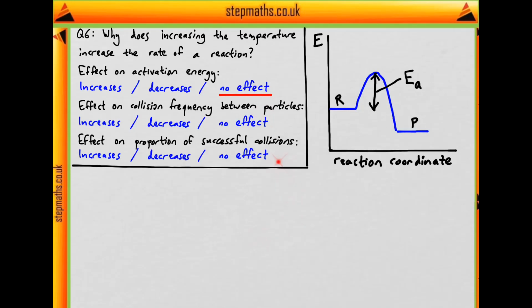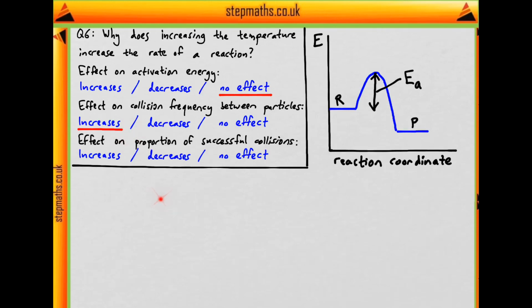Now secondly, we've got the effect of temperature on the collision frequency between particles. So what's this? Well, we've known since primary school that if we have some particles moving at a certain temperature, if we increase that temperature, they're going to start moving around more, and therefore the collision frequency is going to increase. So we know increasing the temperature will increase the collision frequency between particles, and is this going to increase the rate of reaction? Well, if they're colliding more, then they're more likely to react quickly, so this is going to increase.